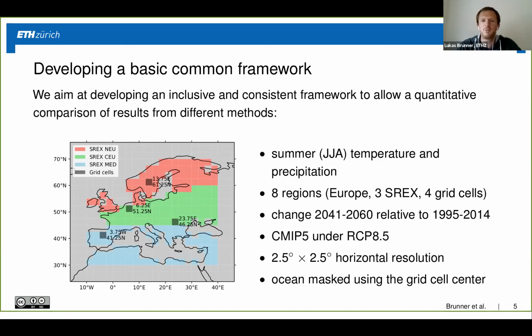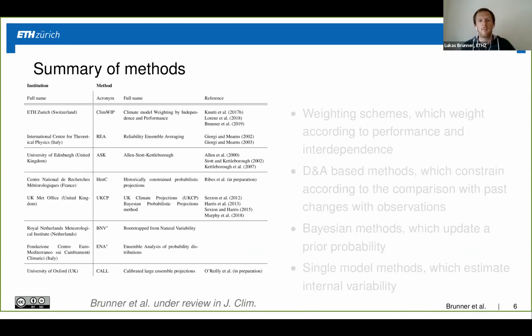We use models from CMIP5, forced by RCP 8.5 as far as possible. They have a 2.5 by 2.5 degree grid resolution, and we ocean mask them using the grid cell center. So this is the basic setup. And then we have 8 methods contributing in this case.